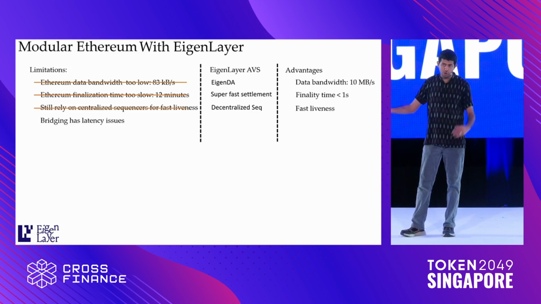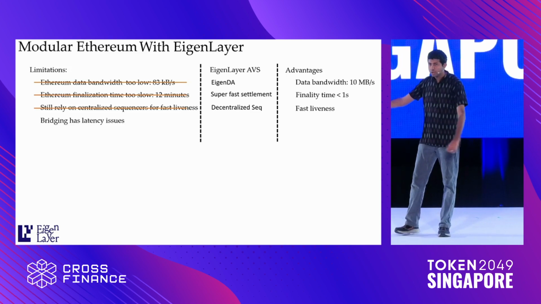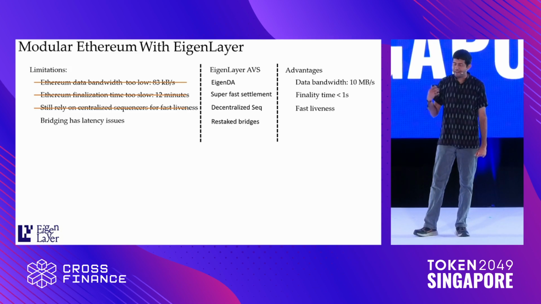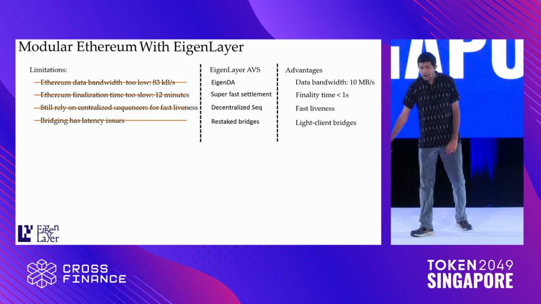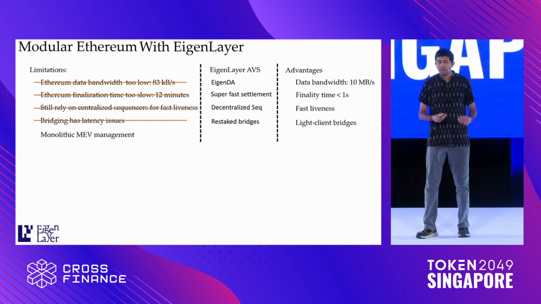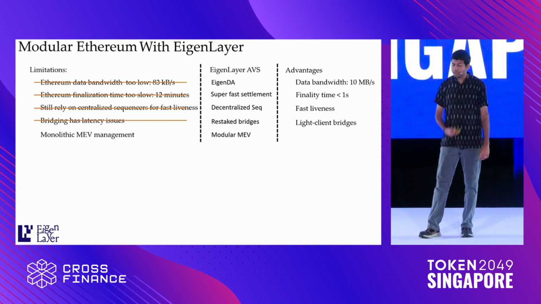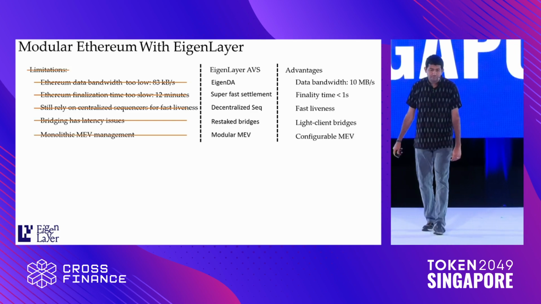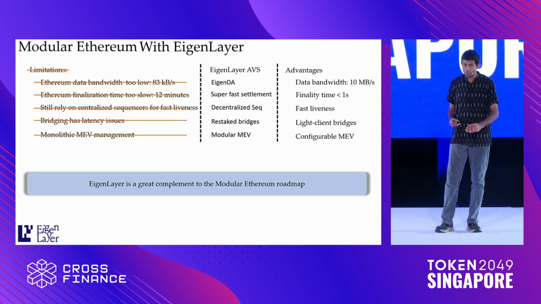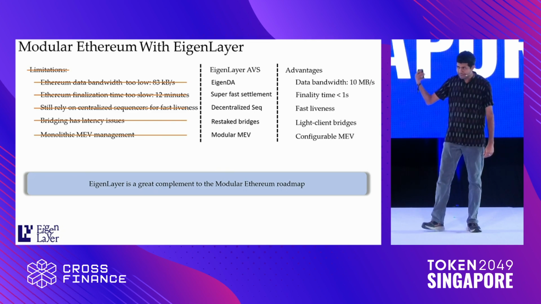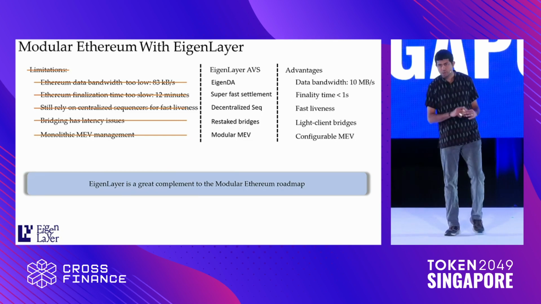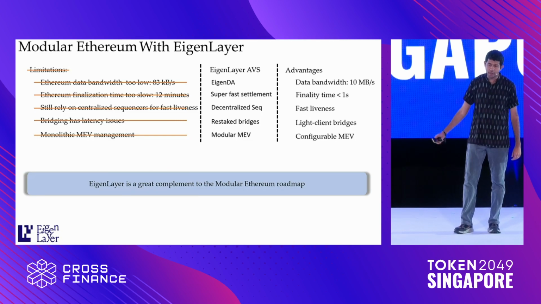There are latency issues when you bridge from one rollup to the other. There are a bunch of bridges building on EigenLayer which actually give you super fast bridging across rollups. Finally, managing MEV, which is ordering freedom, is actually possible using EigenLayer. There is a bunch of new MEV solutions coming up. So what I want to say is EigenLayer is a great complement to the modular Ethereum roadmap. It lets people build new features that can then be utilized by rollup builders to solve the core problems that we're facing today.